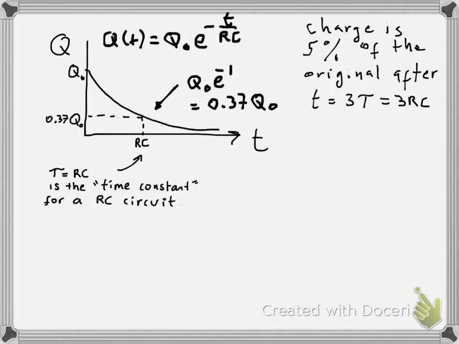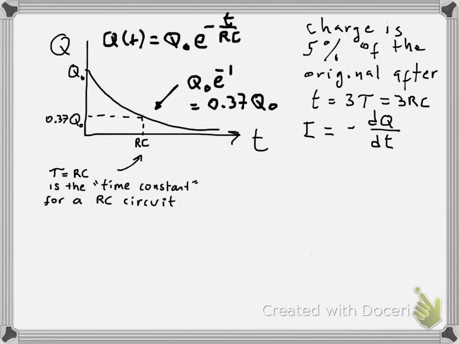If you do the math, you will notice that the charge in the capacitor drops to 5% of its original value after an amount of time equal to 3 times the time constant. After 3 times RC, we are down to 5% of the original charge. Now, what is the current? The charge goes down exponentially. What about the current that flows in the circuit?